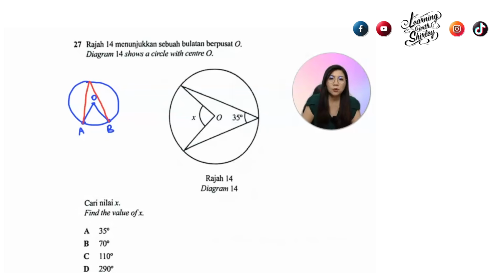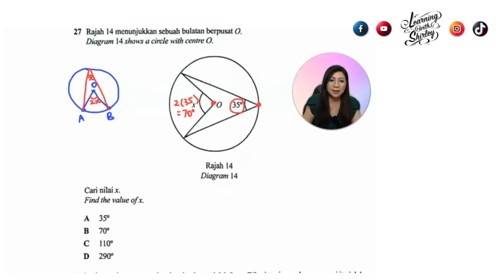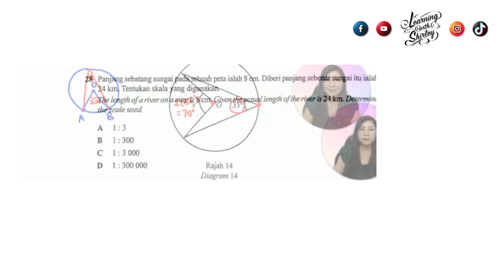So if this is x, therefore the angle subtended at the center will be 2 times x, so 2x. So if this is 35, the angle subtended at the circumference, then the angle subtended at the center will be 2 times 35, which equals 70 degrees. So let's look at the options A, B, C, D. So the answer is B.